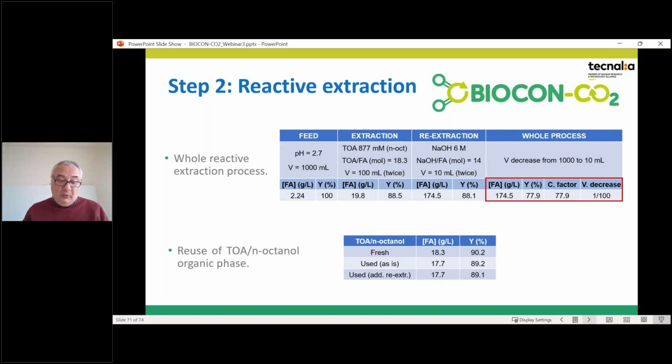Finally, the extractant and diluent mixture of TOA in n-octanol was found to maintain its functionality when recovered after use, so allowing it to be successfully reused in additional reactive liquid extraction cycles, as you can see in the table below. The performance is the same with a fresh mixture of TOA and octanol and with a reused mixture.